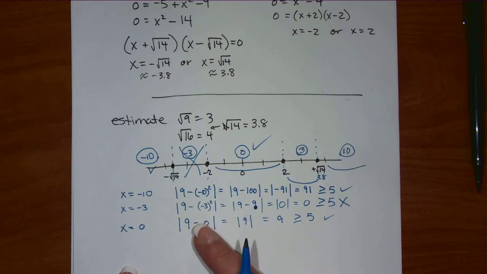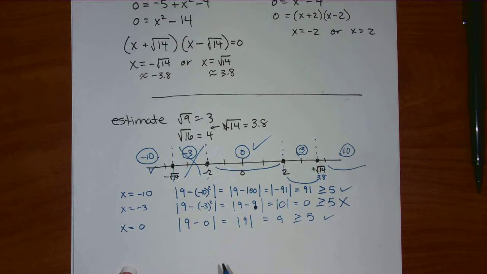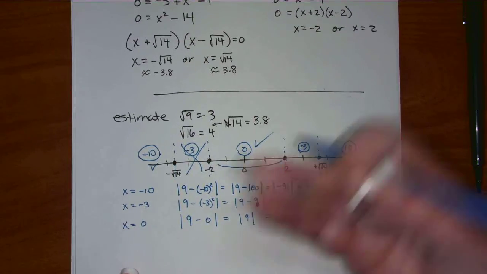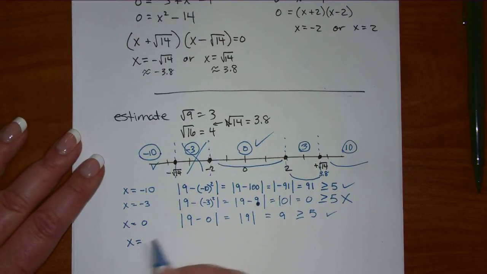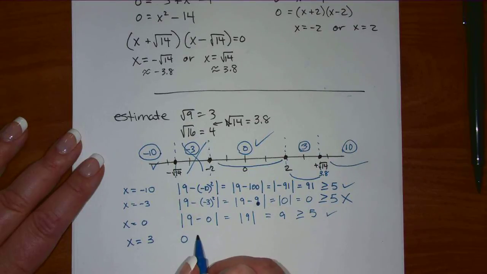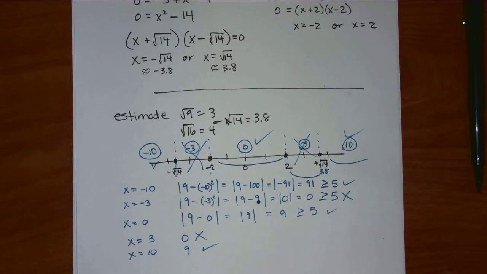It's useful to do that because if you need to plug in a whole bunch, if there's like 7 numbers to plug in, but half of them are the same as the other half, it's less work. So if we plug in a positive 3, it's going to give us 0, and that's not going to work. And if we plug in a 10, that's going to give us 9, and that is going to work. So no, yes. So where is our solution?